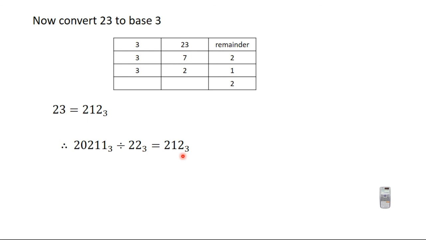So you see, it's pretty easy. When we are given two numbers to divide, all you need to do is first convert the first number to base 10, convert the second number to base 10, then you do the division in base 10. After that, you convert your answer from base 10 to the base that you were given.